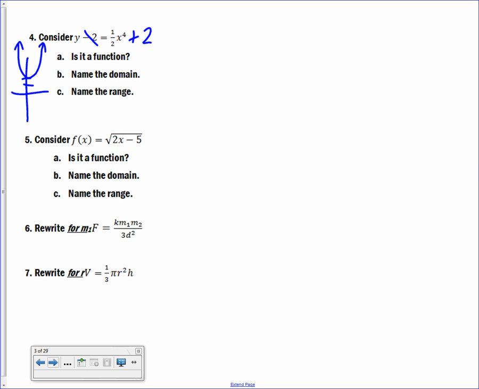So is it a function? That's where you use the vertical line test, and you ask yourself, if I draw a vertical line through this graph, will it ever intersect it more than once? And that answer is a no. So is it a function? Absolutely, because it passes the vertical line test.